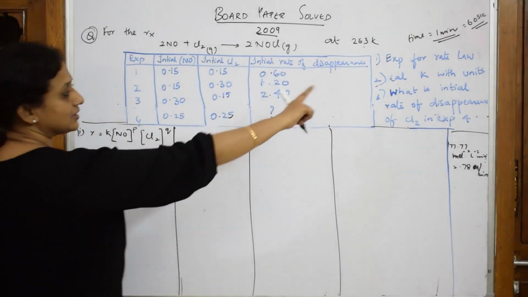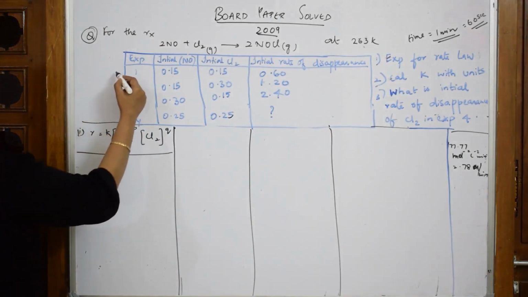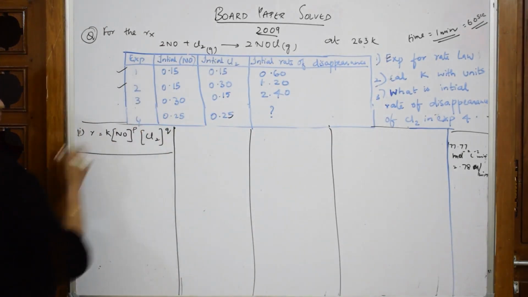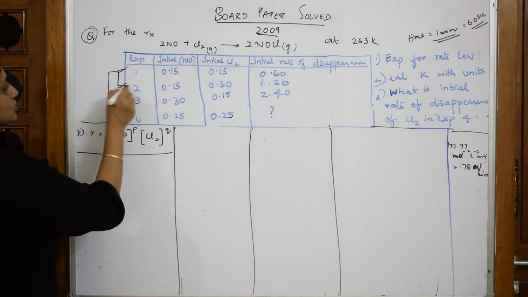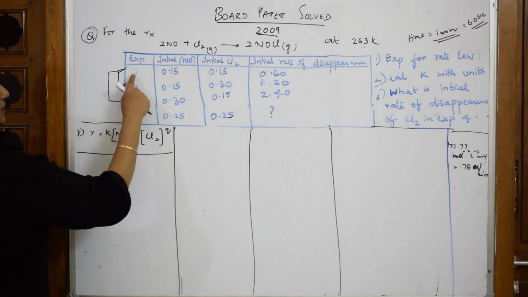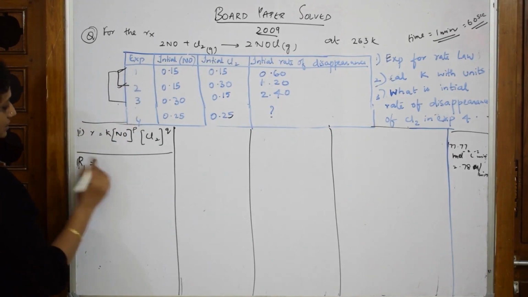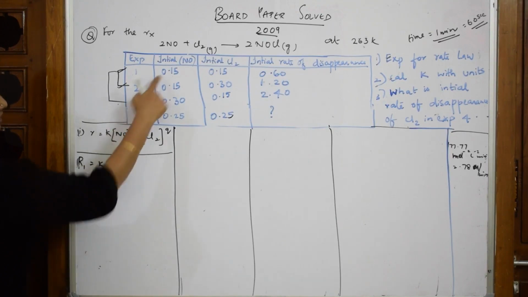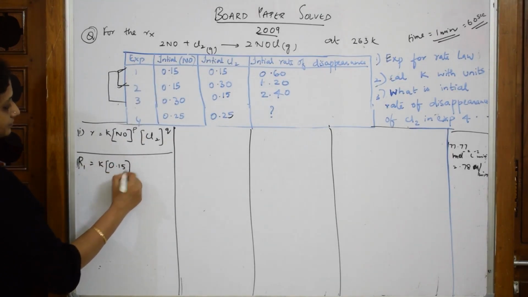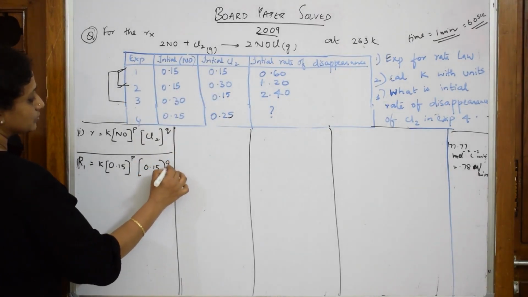And I have to solve the next part: calculate the rate constant. So let us start. First, compare experiments 1 and 2, then compare 1 and 3. I'm starting with the first experiment. Let me write this as R1. R1 is equal to K into NO. How much is NO here? It is 0.15 to the power P. What is Cl2? 0.15 to the power Q.